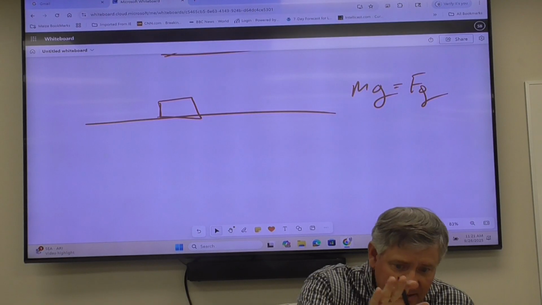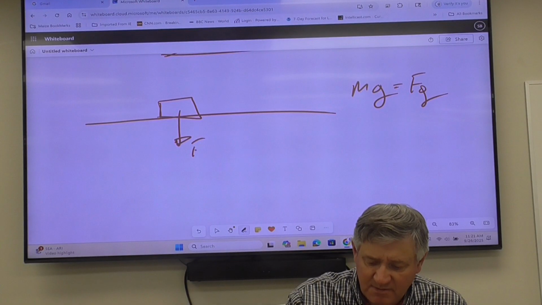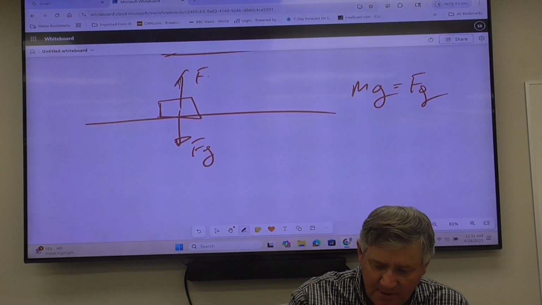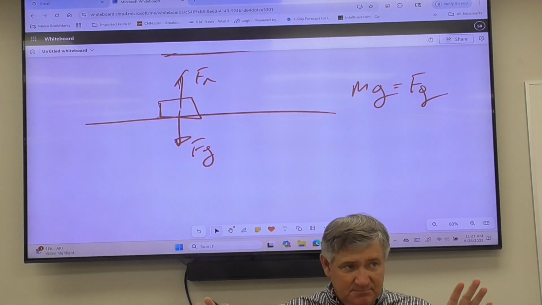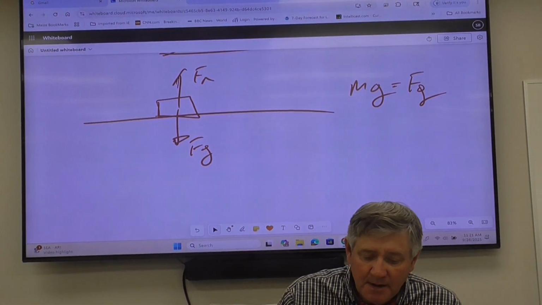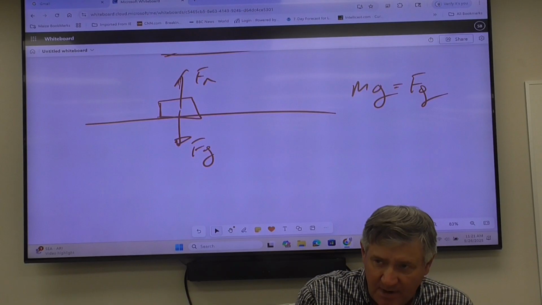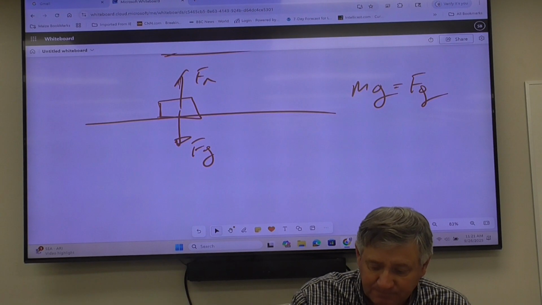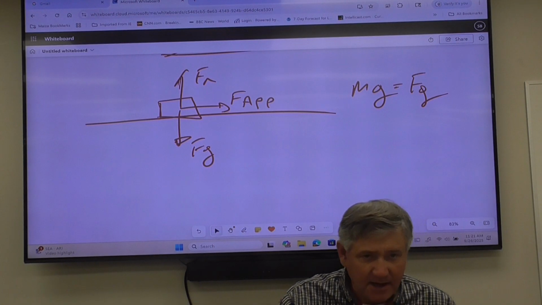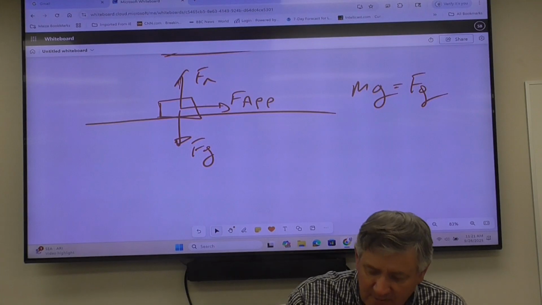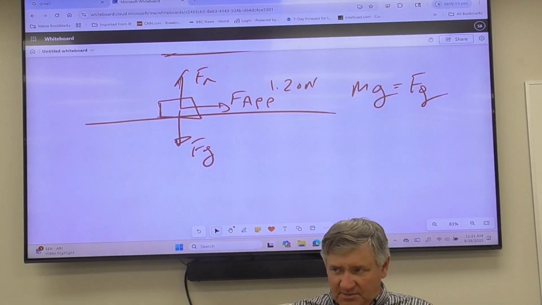So as the block is sitting there on a surface, you have Fg and you're going to have force normal. If you're sitting on any kind of surface, those are the two forces that are always present, okay? So there's a couple of things that were important. Number one, in that beginning part where you're trying to figure out the value of the coefficient of friction, you figured out how much force it took to pull it at a constant velocity, okay? Let's say that was, I don't know, 1.20 newtons. Whatever force it took to pull it at a constant velocity.